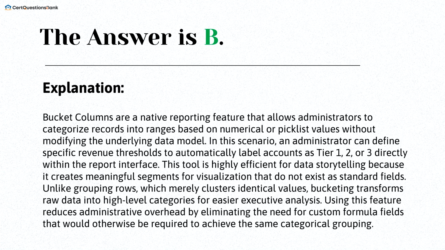Bucket columns are a native reporting feature that allows administrators to categorize records into ranges based on numerical or picklist values without modifying the underlying data model. In this scenario, an administrator can define specific revenue thresholds to automatically label accounts as Tier 1, 2, or 3 directly within the report interface.